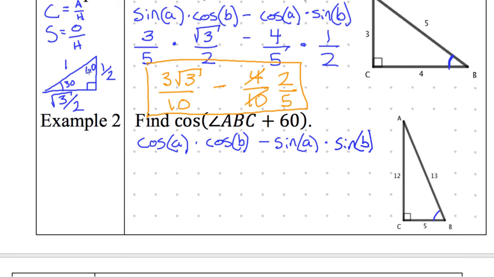All right, so what is cosine of A? Cosine of A is talking about cosine of this angle. It is 5 over 13. Daisy, why is it 5 over 13? Opposite would be 12 over 13. Oops, sorry, the adjacent. Adjacent over hypotenuse. There it is. Yep. We're going to multiply that times cosine of B.